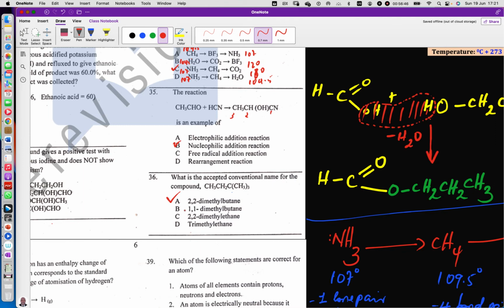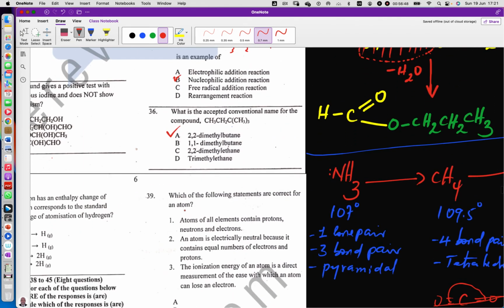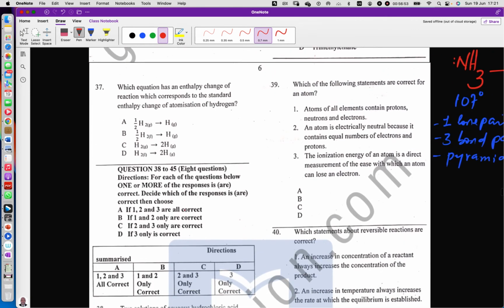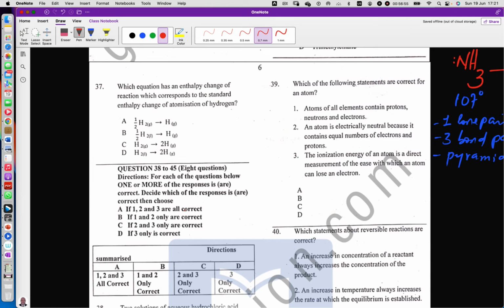Now, let's go to question number 37. Question number 37 has to do with equations. Which equation has an enthalpy change of reaction which corresponds to the standard enthalpy change of atomization? We are atomizing, so it must be from a gaseous molecule to a gaseous atom. So in that case, it must be gaseous.